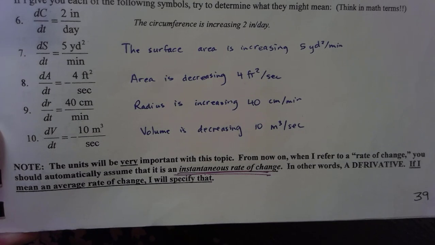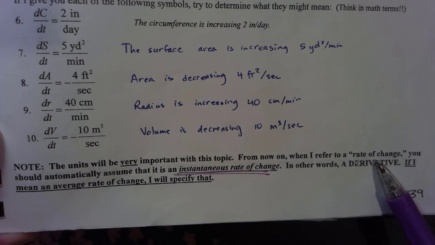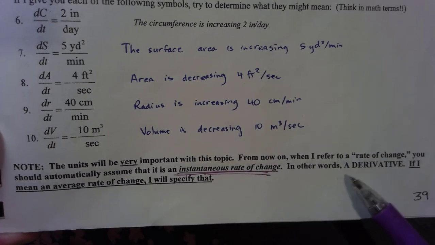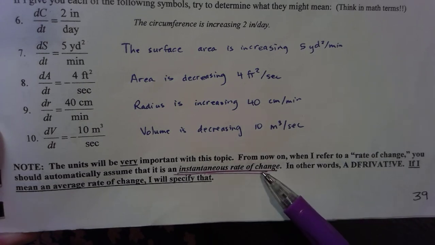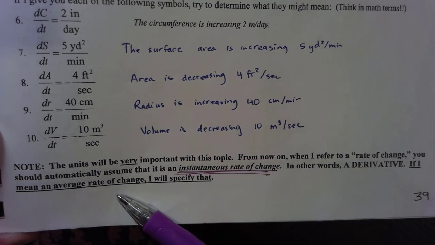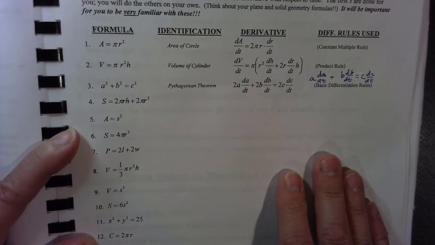From now on, when I refer to a rate of change, you should automatically assume that we are talking about an instantaneous rate of change. In other words, a derivative, which is an instantaneous rate of change. If I mean an average rate of change, I will specify that. And this is very fun.